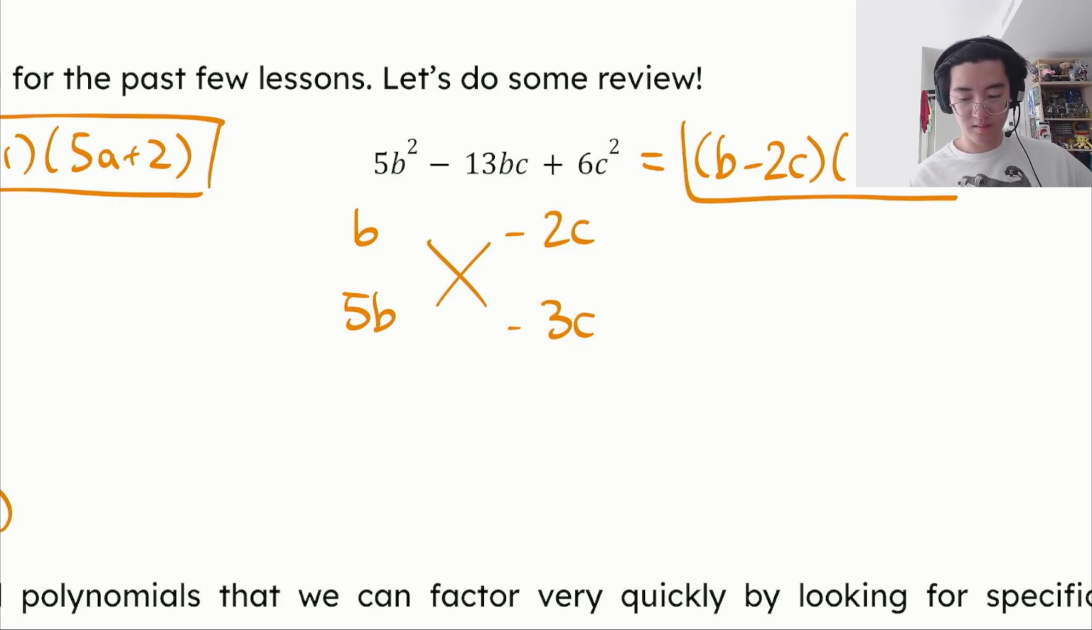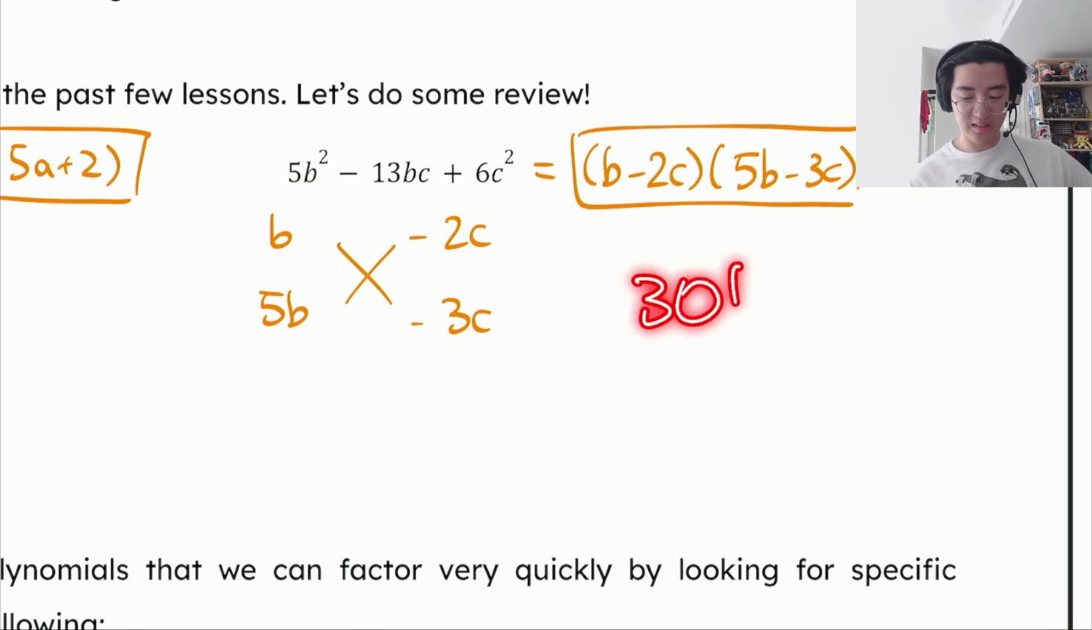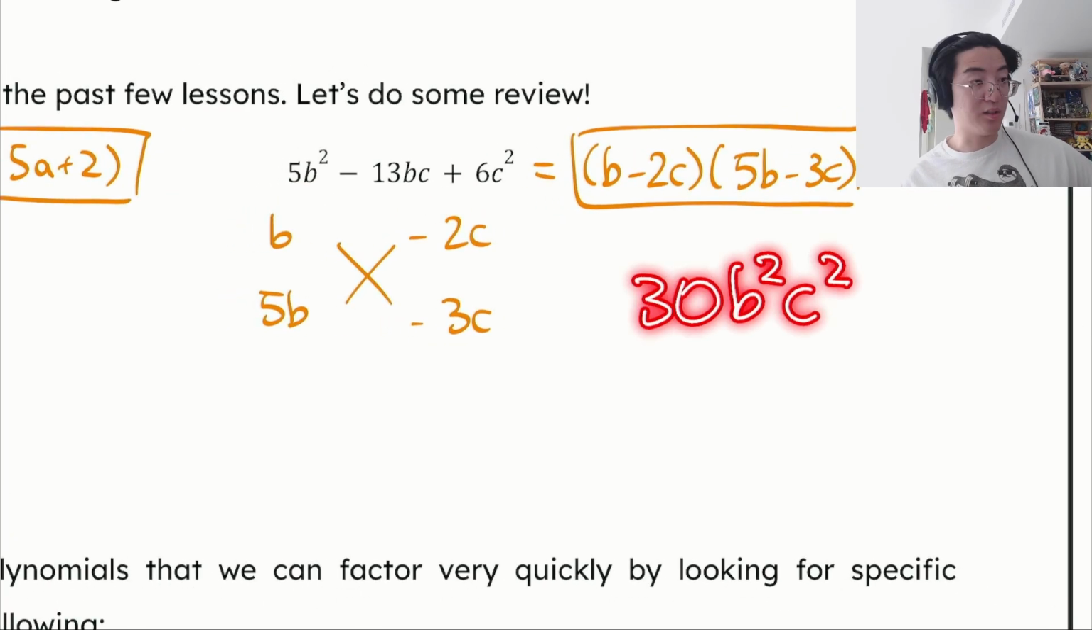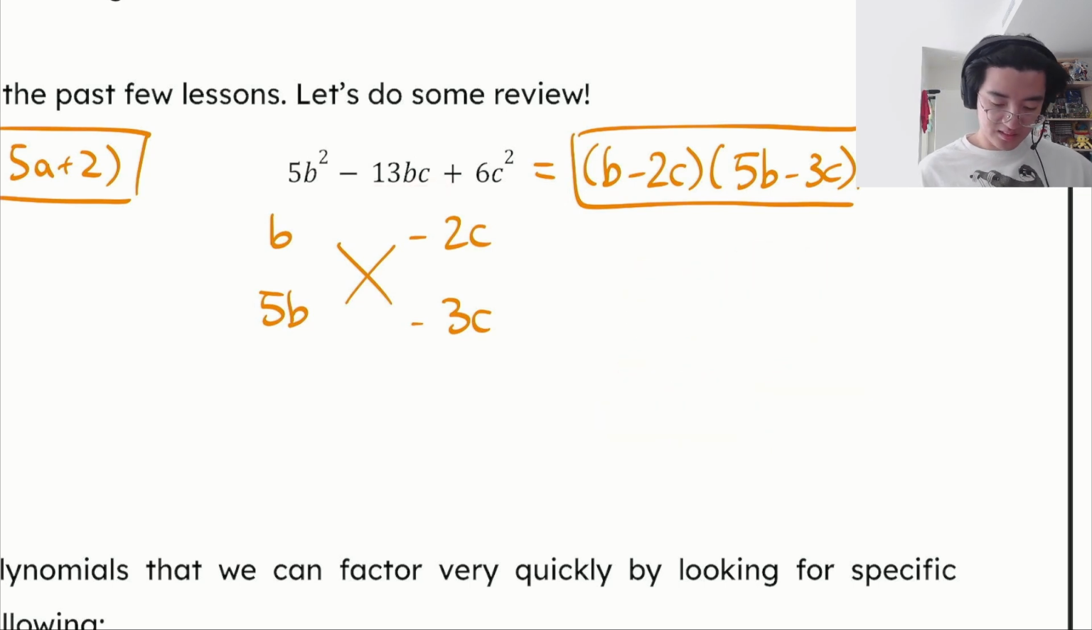Okay. And then with decomposition, we multiply those two terms together to get 30b squared c squared. So two factors that multiply to 30 but add up to negative 13. Right, we get negative 10 and negative 3. Negative 3 times negative 10 is positive 30. Added up is negative 13. So I split it up.